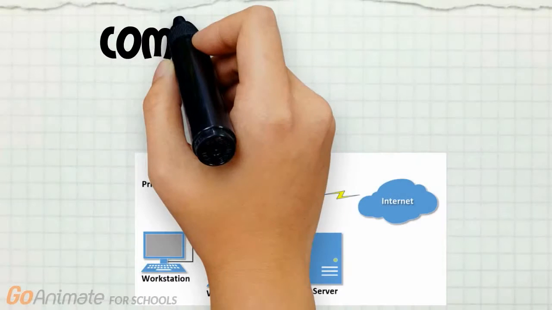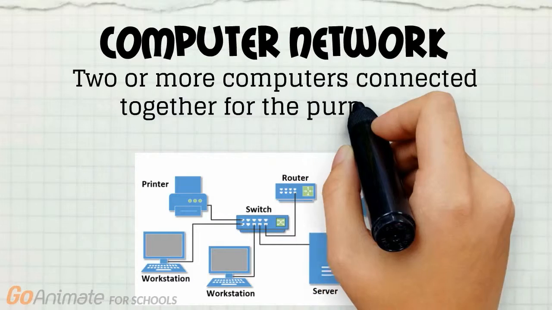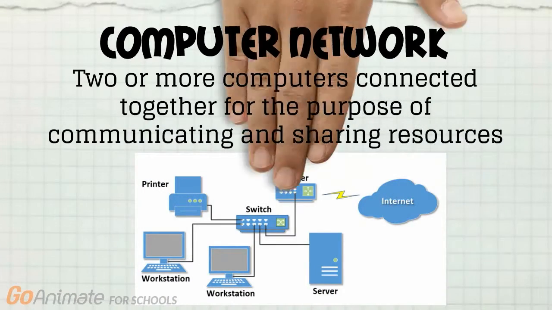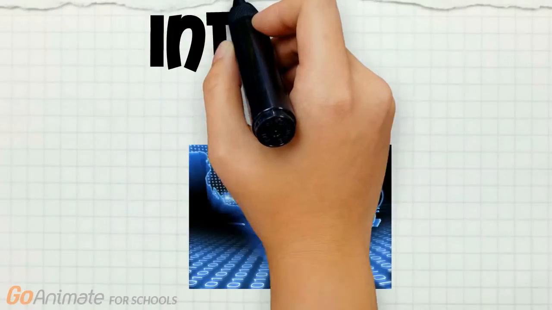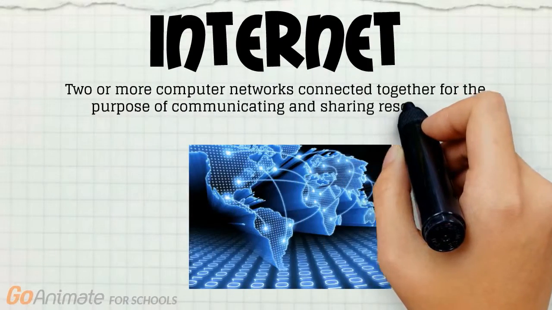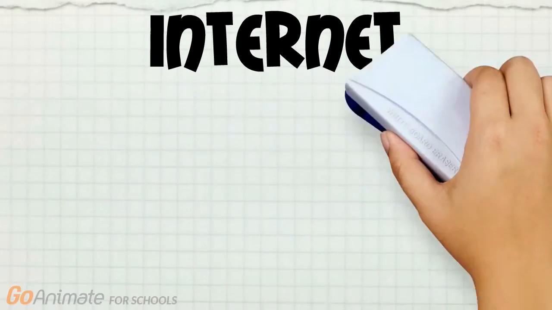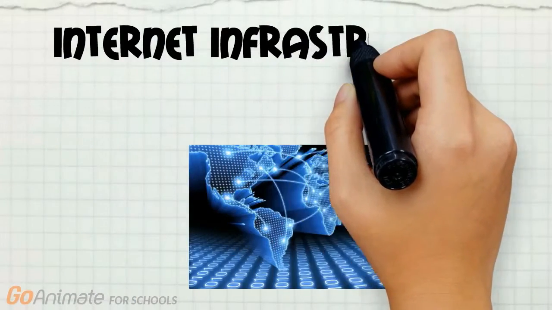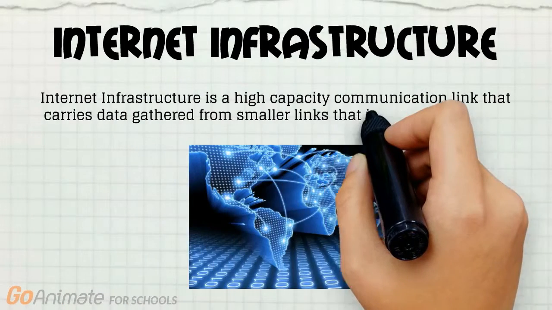A computer network is two or more computers connected together for the purpose of communicating and sharing resources. A network of networks is called the Internet. Internet infrastructure is a high-capacity communication link that carries data gathered from smaller links that interconnect with it.